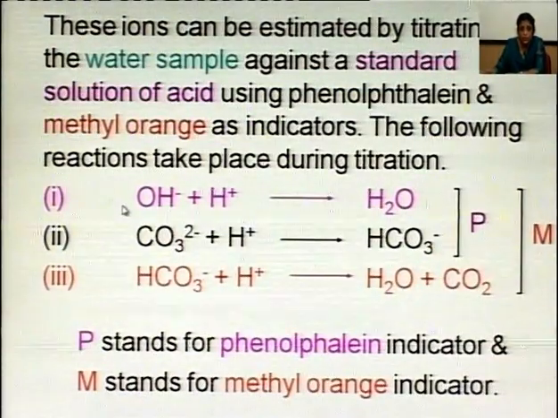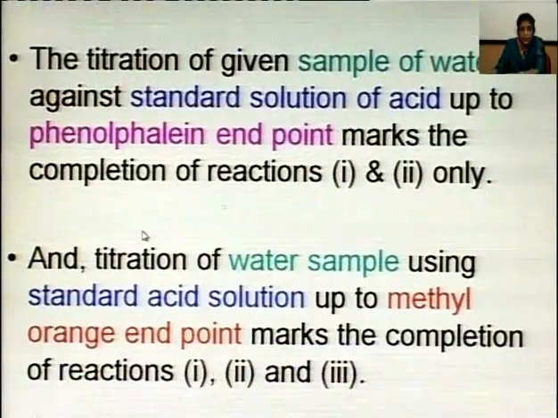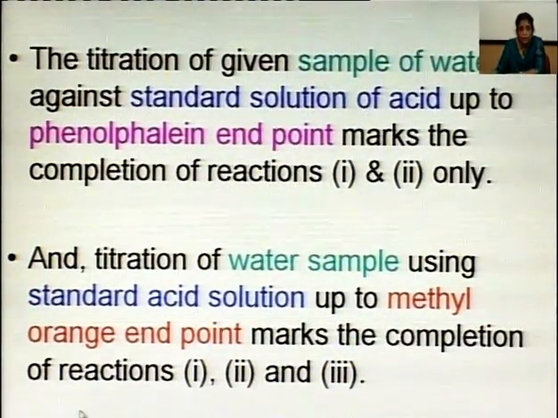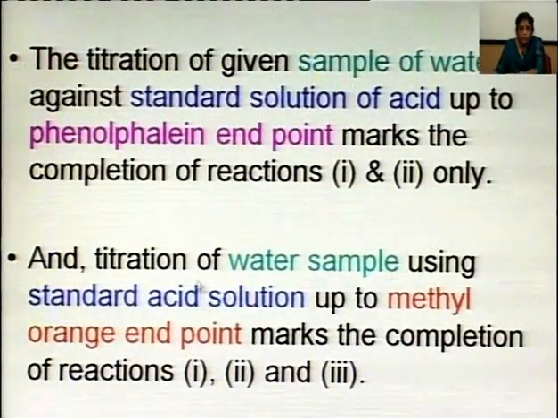As I have told you just now, if we are using phenolphthalein, it will show that these two reactions are complete. Whereas titration of sample water using standard acid solution up to methyl orange end point marks completion of all the three reactions 1, 2 and 3. You have seen here that the reaction of hydroxide ions, carbonate ions and bicarbonate ions with acid is complete, and we can use methyl orange indicator for that purpose.